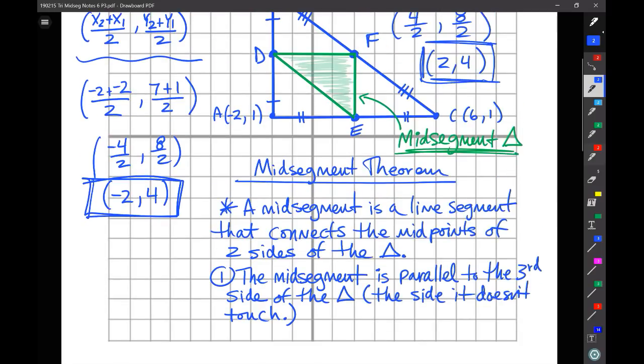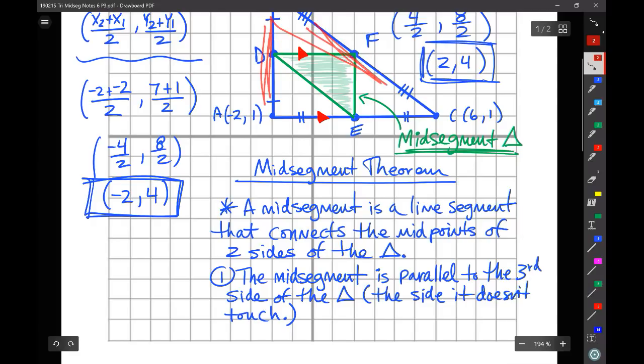So if we put some parallel markings up here, for example, let's take side DF. We could put a little parallel arrow here on DF. And we know that DF is parallel to AC, because that would be the third side of the triangle, right? You can see that DF connects the midpoints on these two sides of the triangle. That means that the third side is the side that's parallel here.